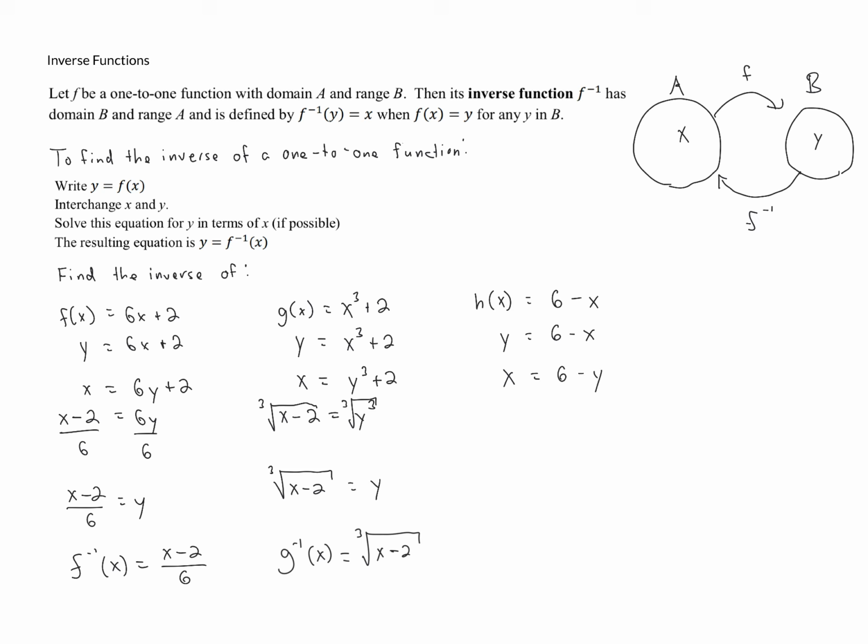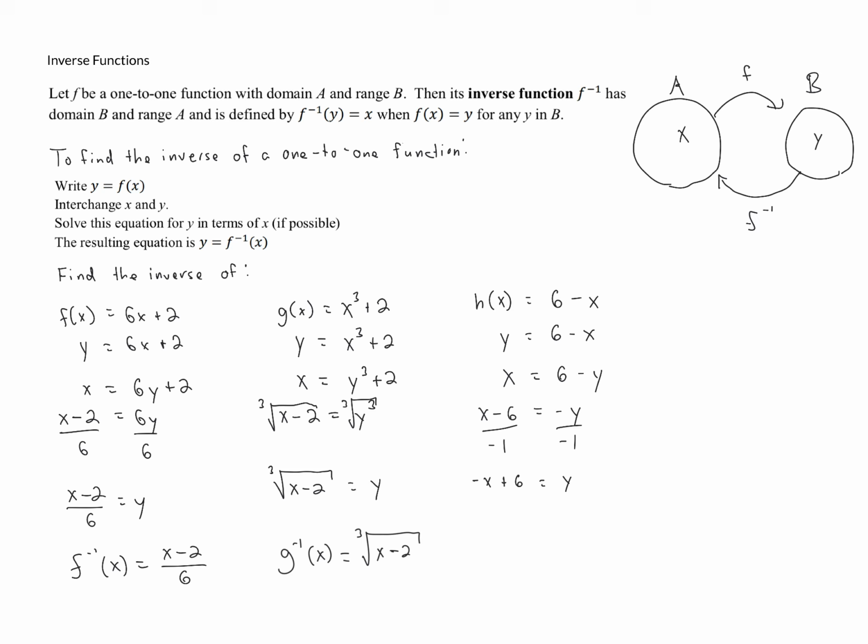And then our goal is to get y alone. Well, we can subtract 6 from both sides. That gives us x minus 6 equals the opposite of y, or negative y. And then to turn that into a positive, we want to divide both sides by negative 1. When we do that on the right, that leaves y alone. And on the left, dividing by a negative changes the signs. So that positive x becomes negative x, and the negative 6 becomes positive 6. So we've got negative x plus 6.